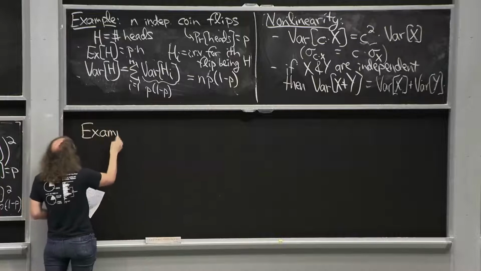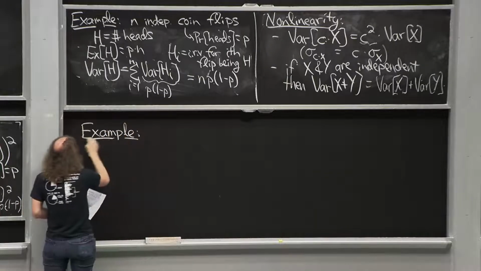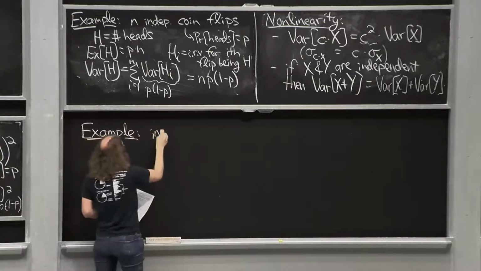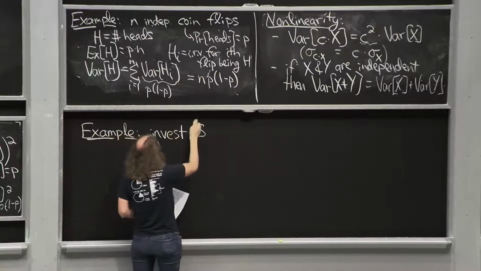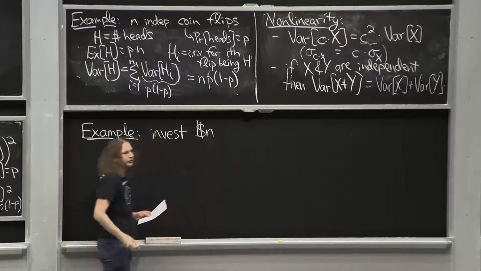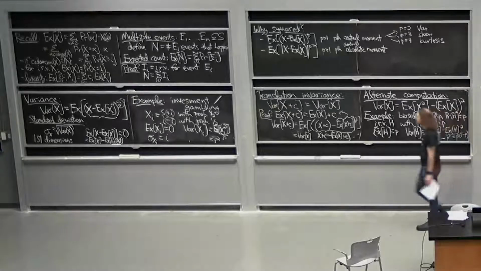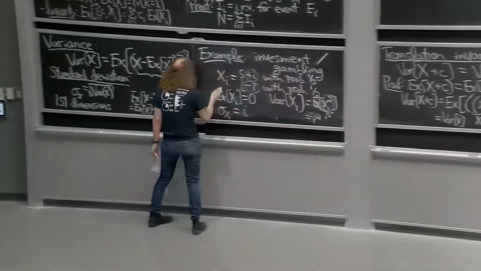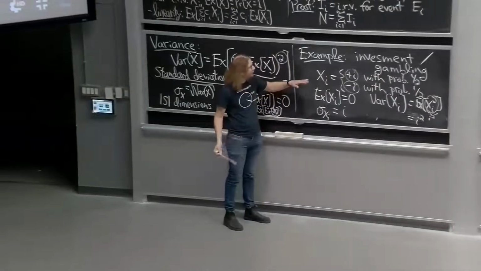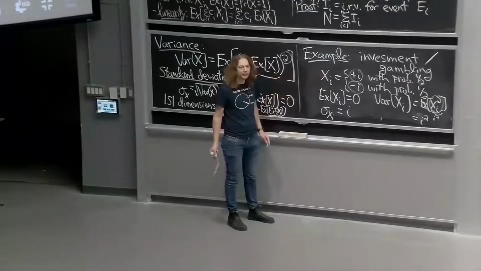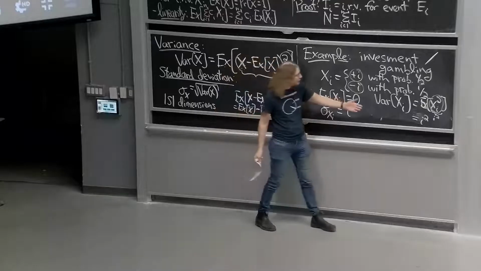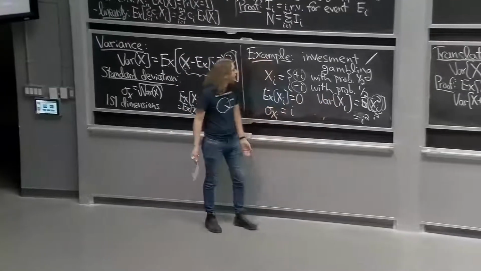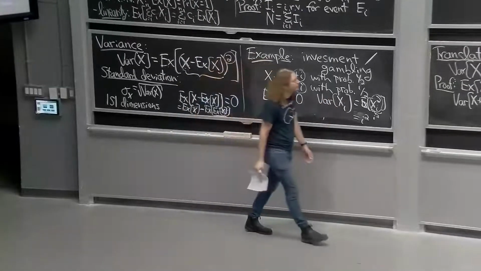Back to gambling, I mean investment. Let's say you have n dollars you want to invest. Back to my great investment strategy here. It's xn now. I could either invest n dollars in this thing, and I get a variance of n squared. I could win n dollars, lose n dollars.